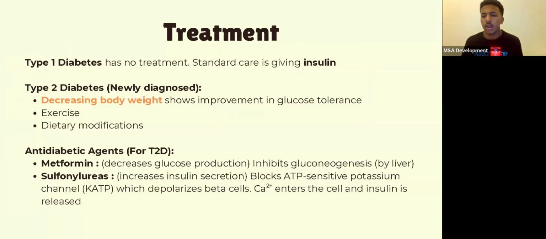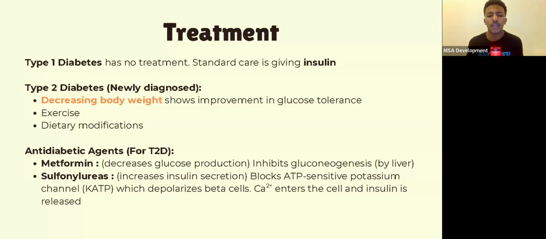As for late diagnosed patients, it's not going to work as much. It's still beneficial, but you still need medications. Now, some anti-diabetic agents for type 2. Remember, we said type 1, just give them insulin. Type 2, you can give them two drugs, which are metformin and sulfonylureas.